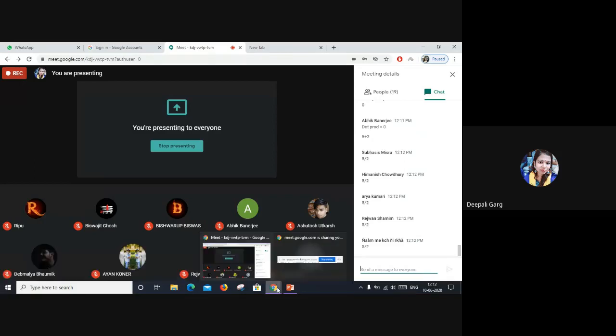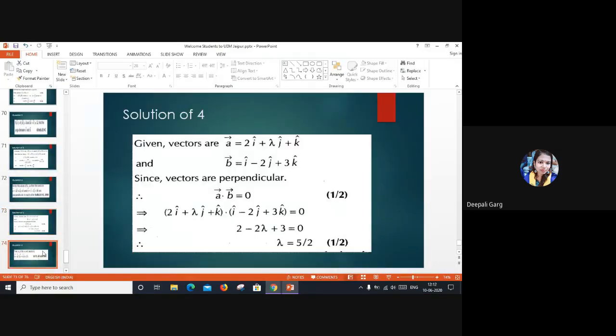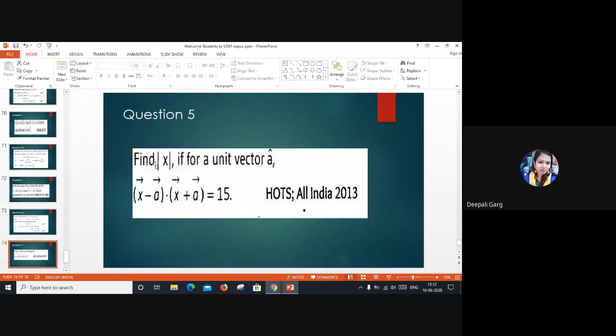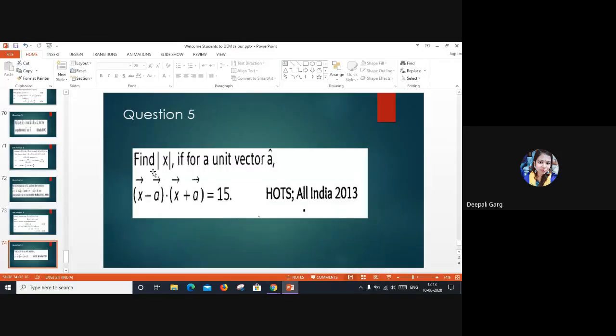Okay, so let's move on to our fifth question. Question number 5. Find the magnitude of x if for a unit vector a cap this expression is true. So a is a unit vector. We have to find the magnitude of x, and a is a unit vector. So please take your time. It's a little bit tricky question. So you have to just multiply.